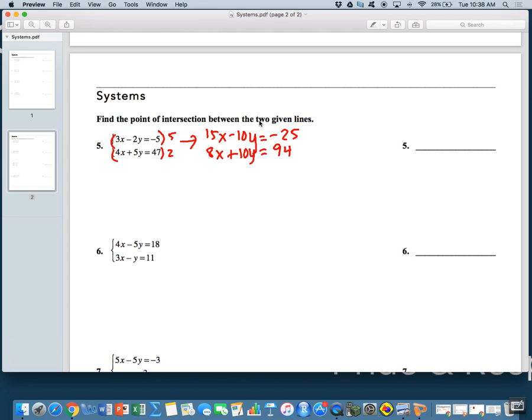Can somebody verify that I did that correctly? Yes. Okay. How do I know that I'm on the right track? Because the y's cancel. Negative 10 add positive 10 is 0y. 15 and 8 is going to give me 23x equals 69, I think. Yes. Divide by 23, so I get x equals 3.